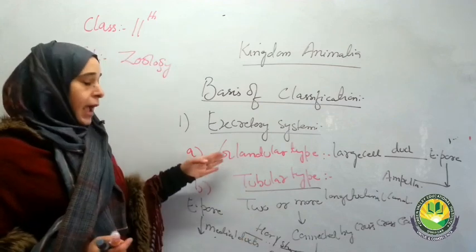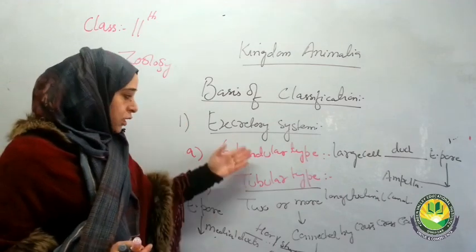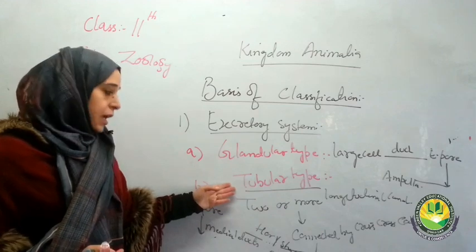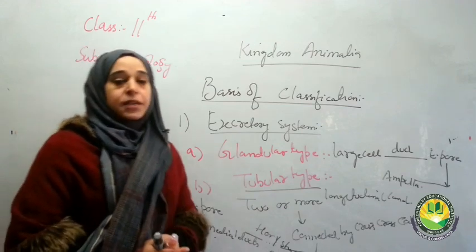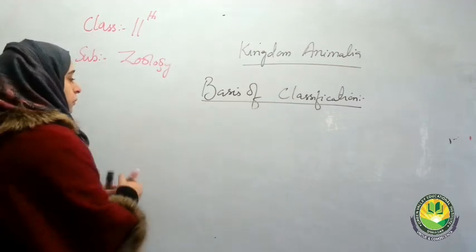That means we can have two important categories of animals. Some may possess the glandular type of excretory system, and some may possess the tubular type of excretory system. Now let's move to another physiological system, and that is the nervous system.